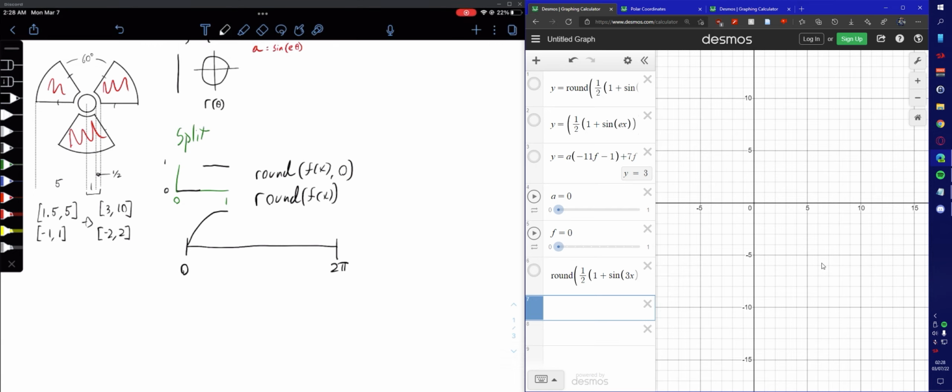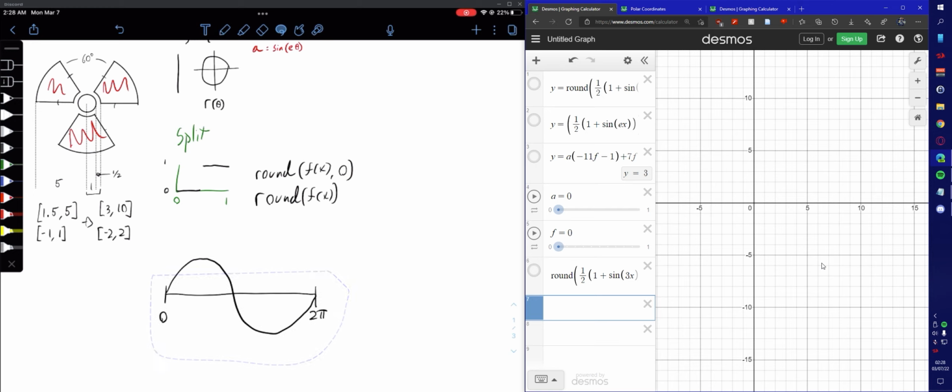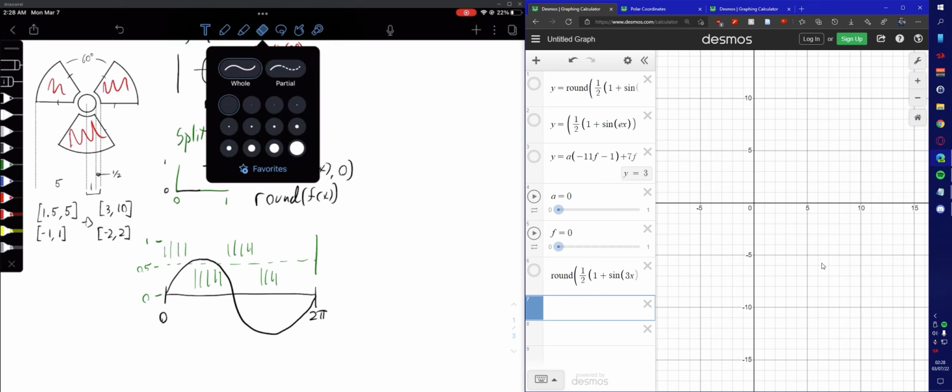And a normal sine function would be something like this. What we want is to somehow split it into 6. Above and below and above and below. See what I mean?